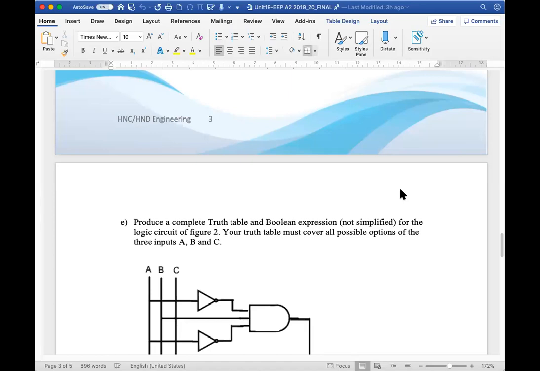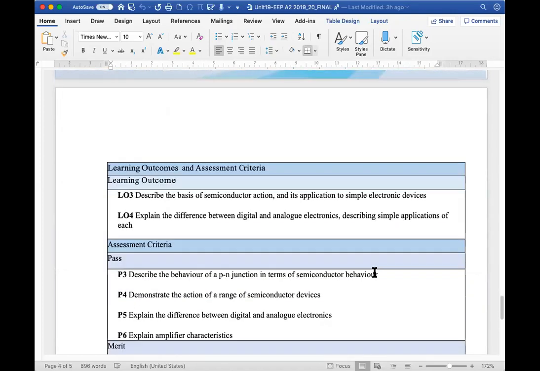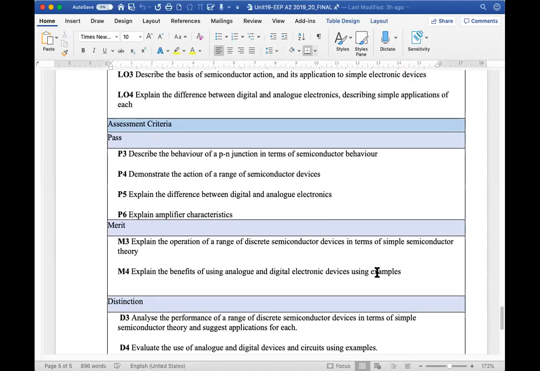Okay, and then moving to the last page here, LO1, we've been through those. So as we've just been through, pass P3 is to describe the behavior of a PN junction in terms of semiconductor behavior. P4, action of a range of semiconductor devices. So that's the action of those switches and those diodes.